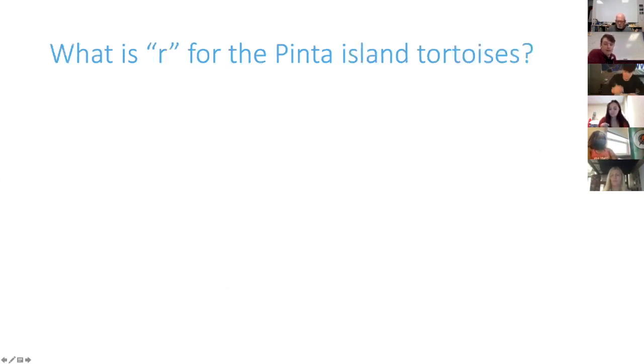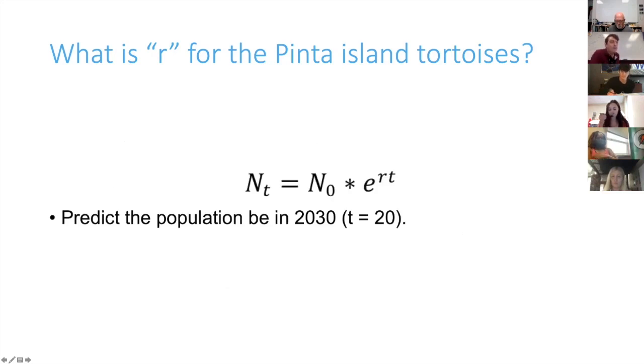So given that, can someone tell me what the value is for r for a continuous population growth of Pinta Island tortoises? 0.182. Yeah. Good. Great. So if you know that, someone else tell me what the population should be in 2030. So now we know about the 2010, 2011 initial colonization. What's it going to be 10 years from now under this model?